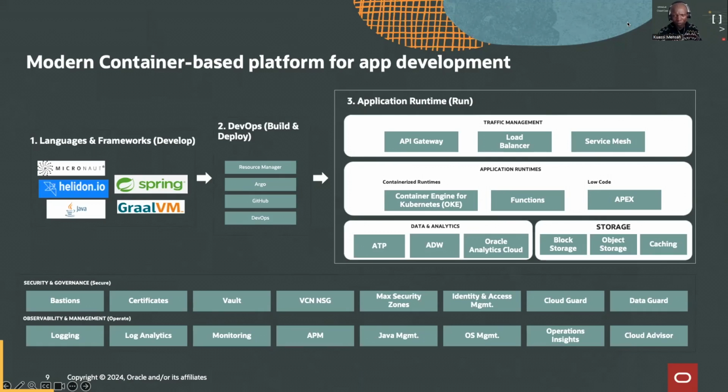Then at the bottom of the slide, you have all the quality of services, such as security and governance. You have all the services that you will need: the Vault, the VCN, identity, etc. And then you have all the observability and management services, such as logging, monitoring, etc. In summary, we give you everything you will need to build a cloud native application and deploy it.